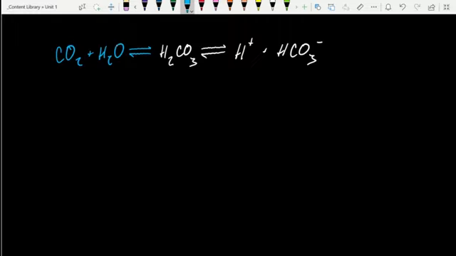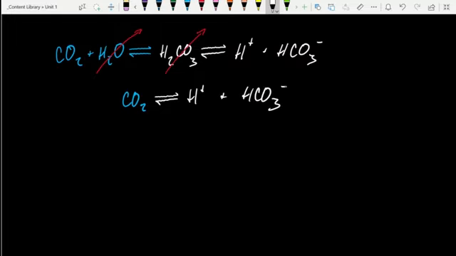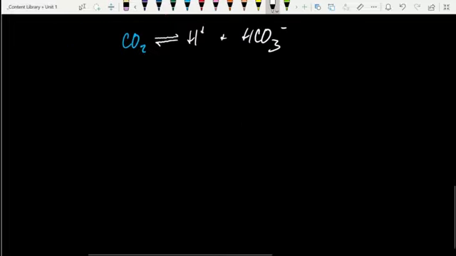So for our purposes, I'm going to take out the intermediates. We're not going to worry too much about that. And of course, the body's made of 65% water anyway, so I'm not going to worry too much about that. And we're simply going to write out the equation like this. Carbon dioxide is in equilibrium with H+ plus HCO3-, bicarb ion.